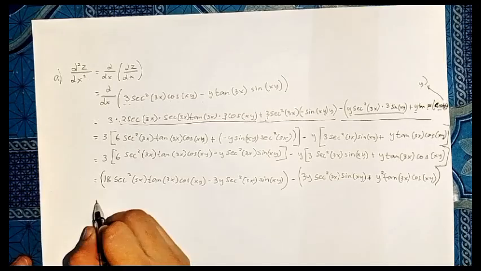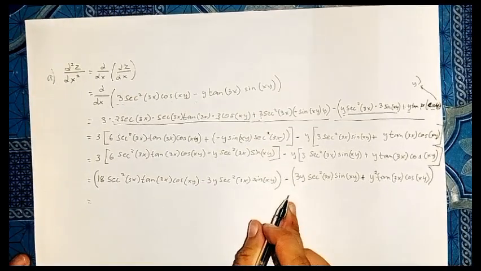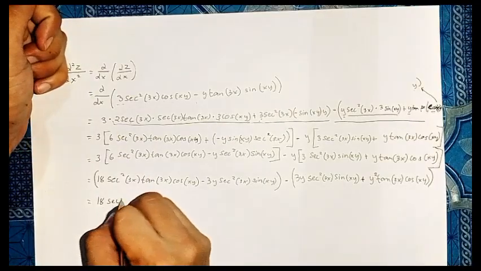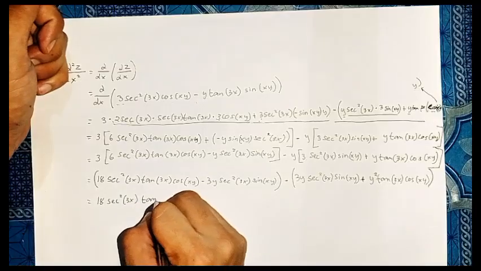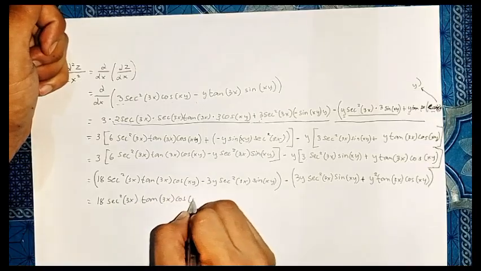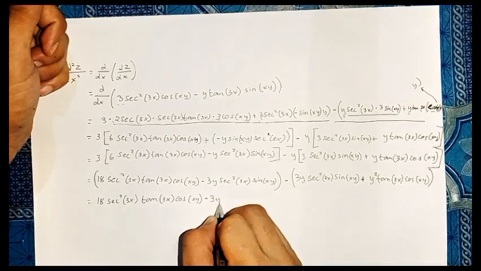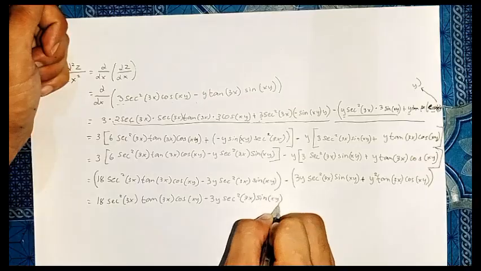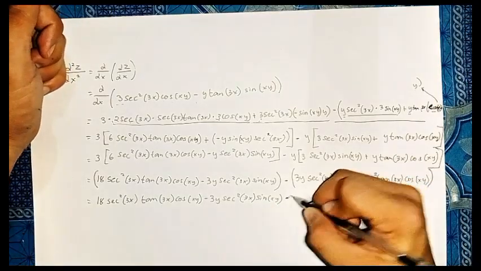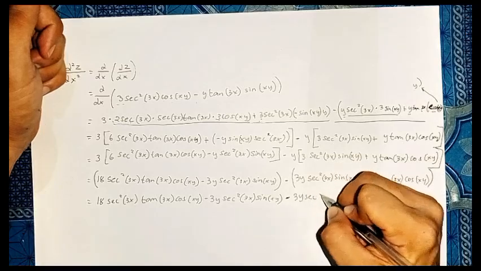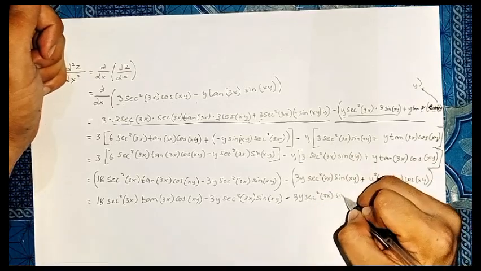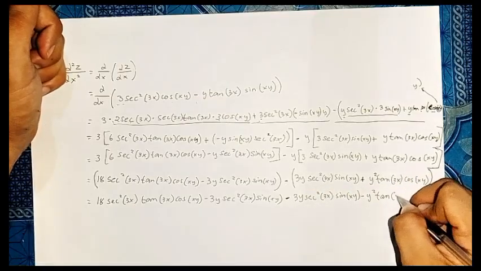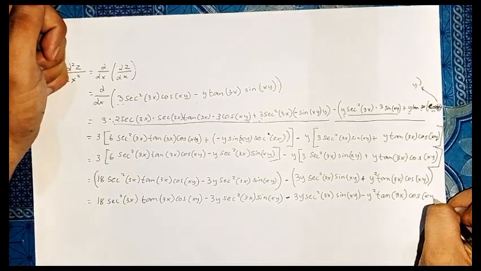So, simplify again. Distribute the negative sign. So, this will be 18 secant squared 3x tan 3x cosine xy minus 3y secant squared 3x sine xy. This will be minus 3y secant squared 3x sine xy minus y squared tan 3x cosine xy.